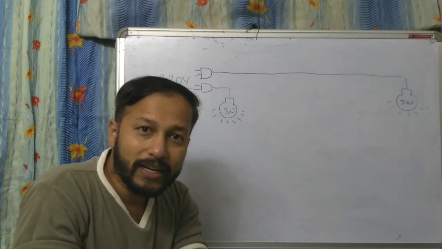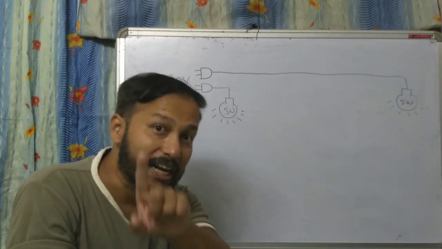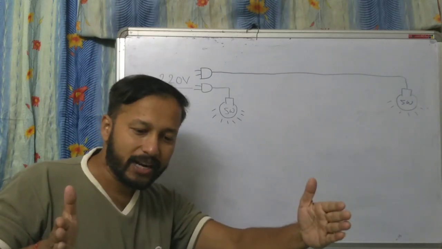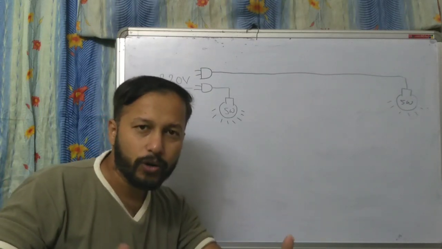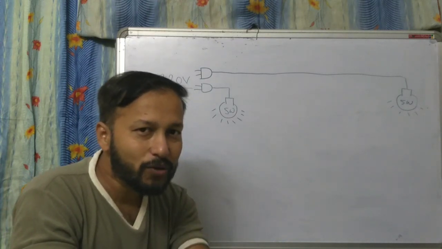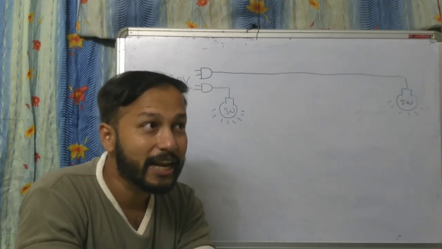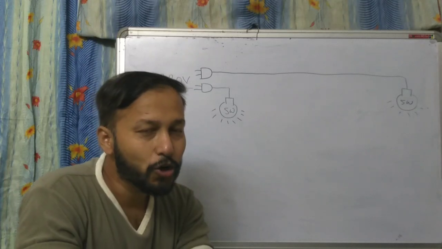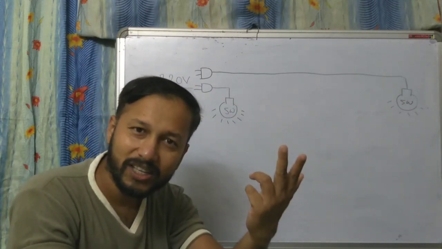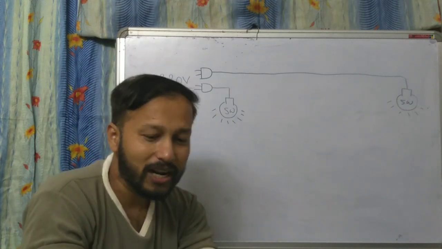Now we can say that the resistance depends on the length of the wire. Understood? What is the length of the wire? Say you require 1 meter of wire, but instead of using 1 meter, you have used a wire of length 10 meter. So when you are using 10 meter length, the resistance will automatically increase because you are increasing the length. So resistance depends on length.